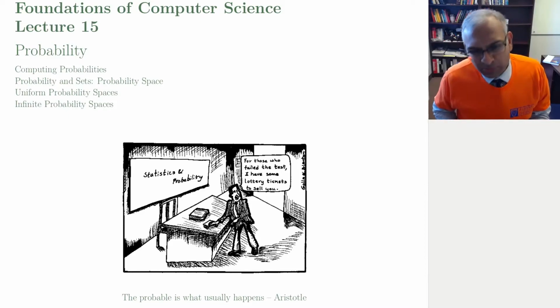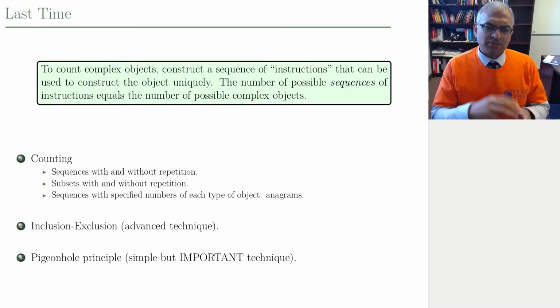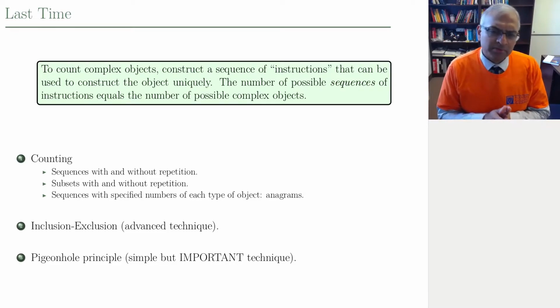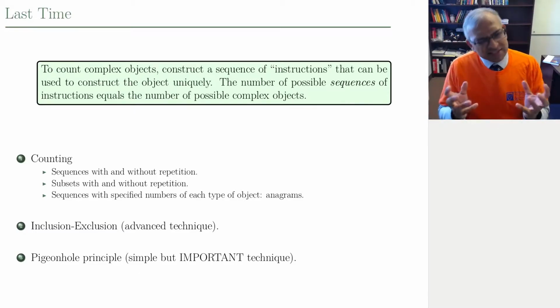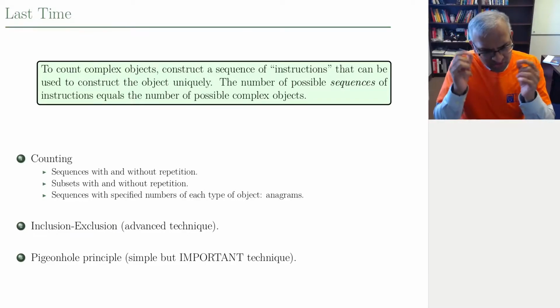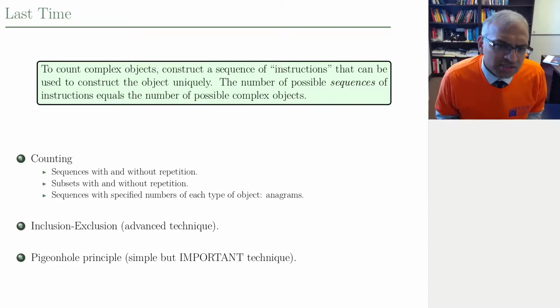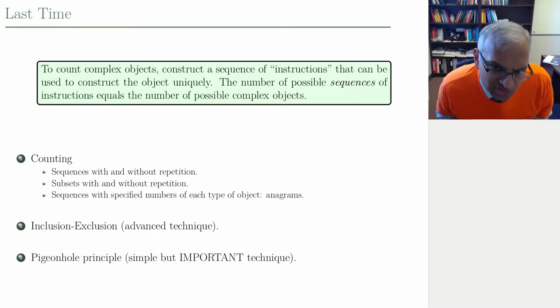So let's just review what we did last lecture. Last lecture, we talked about counting. We talked about counting sequences with and without repetition, subsets with and without repetition, and anagram sequences with a specified number of each type of object. The essential idea is when you count complex objects, you can think of constructing a sequence of instructions to construct the object and then count the number of ways of implementing those instructions.